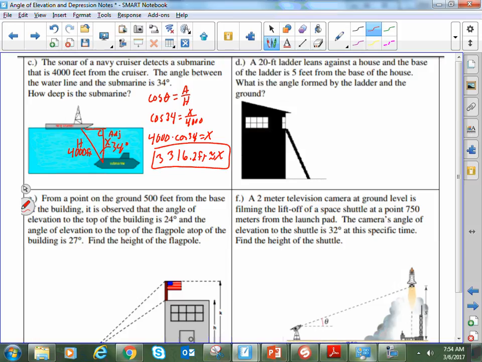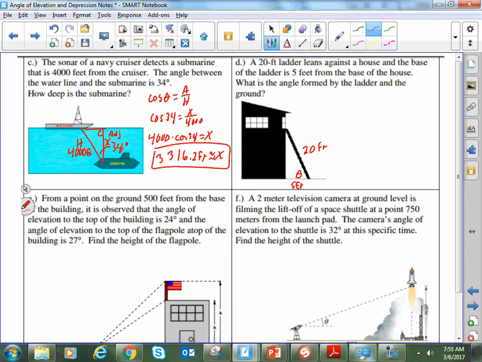Part D, a 20-foot ladder leans against the house, and the base of the ladder is 5 feet from the house. So this is a 20-foot ladder, and it's 5 feet from the house. It wants to know what's the angle formed by the ladder and the ground. So this is the angle that we're looking for. That would be considered the angle of elevation because it comes from a horizontal line going up.